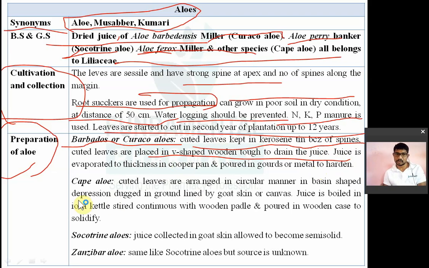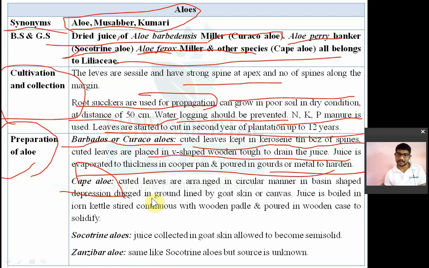Then that juice, whatever collected in the wooden tub, is evaporated in a copper pan, then poured in gourds or metal dyes to harden. उसका डाइज होते हैं, call them dyes, gourds or metal to solidify that juice. That is marketed under the name of Barbados or Curaçao. The next one is known as Cape Aloe. Again, you have to collect the leaves, cut and arrange in a circular manner in a basin-shaped depression dug in the ground, lined by goat skin or canvas.